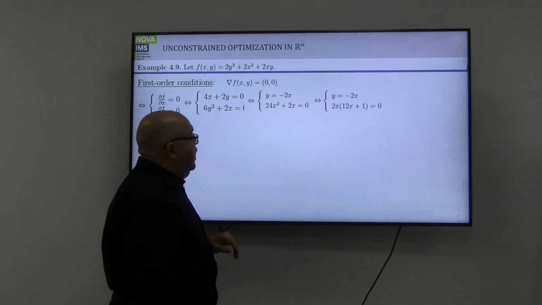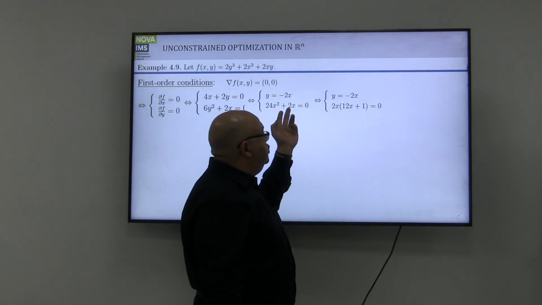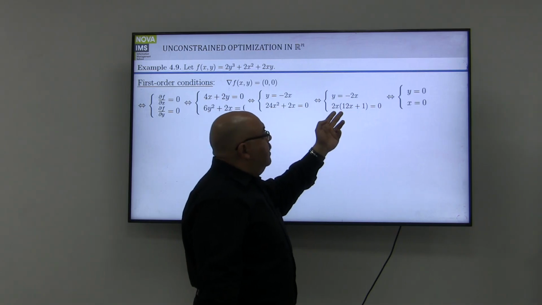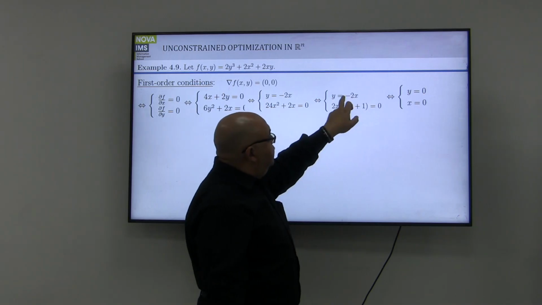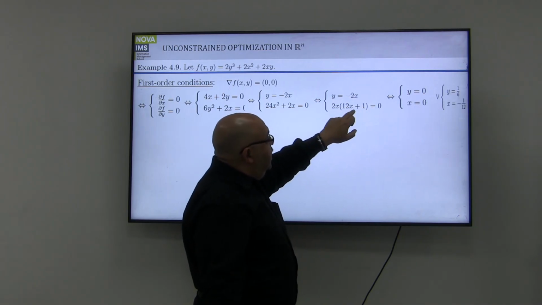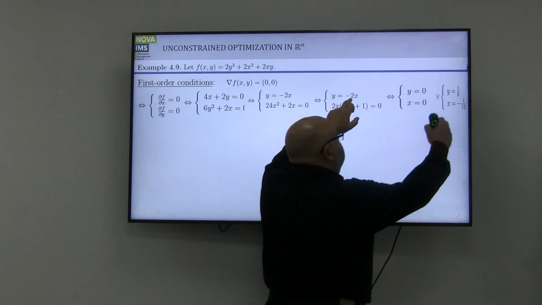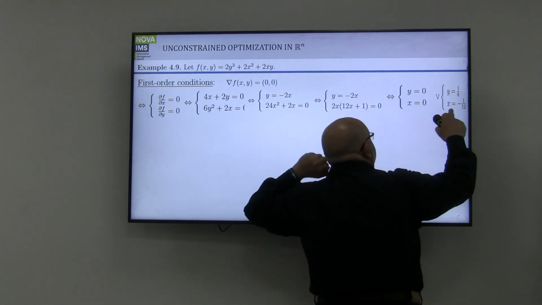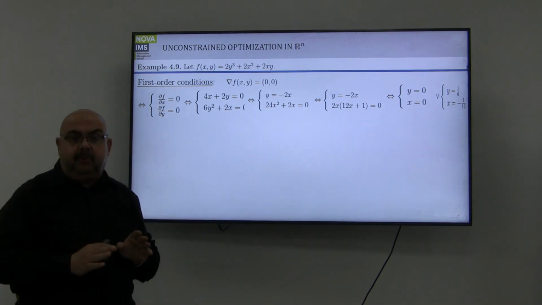So now I have y is equal to negative 2x, and after the substitution I can take x as a common factor, leaving me with 2 possible cases. Either x is equal to 0, and this will deliver y is equal to 0, or from this factor, x is going to equal negative 1 over 12. If you multiply it by negative 2, this is the second way. So I have now 2 possible stationary points, or 2 possible critical points.